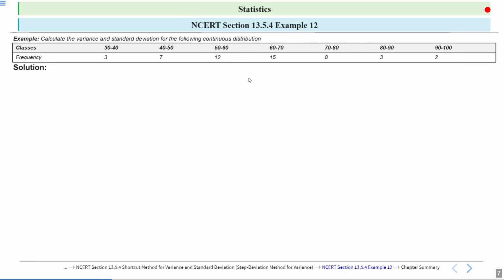Now let's look at an example. Here we are given a continuous frequency distribution table with class intervals from 30 to 40 and so on up to 90 to 100 and their corresponding frequencies. Our goal is to find the variance and standard deviation for the following data.